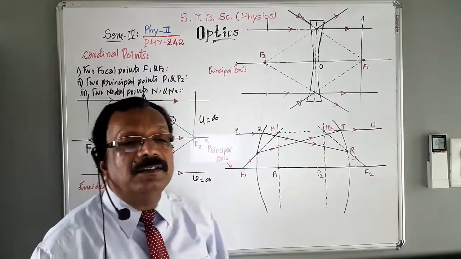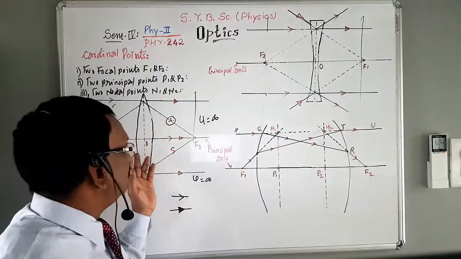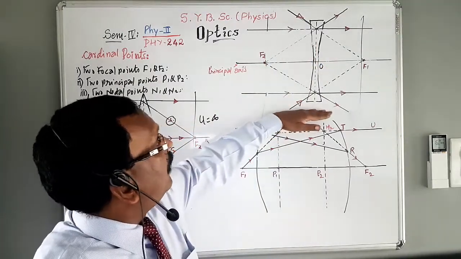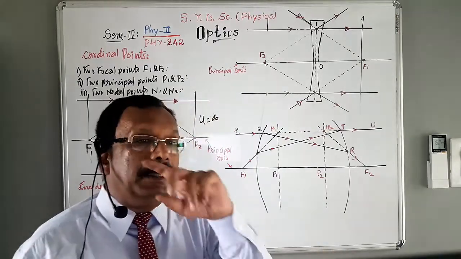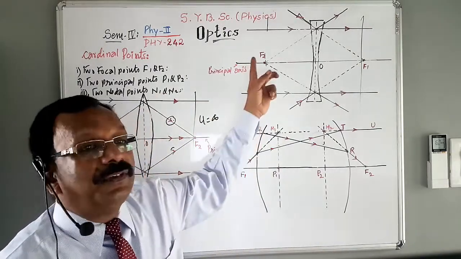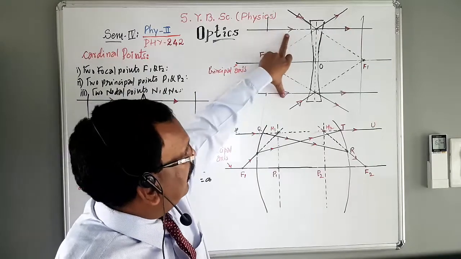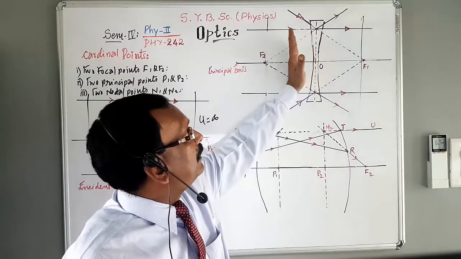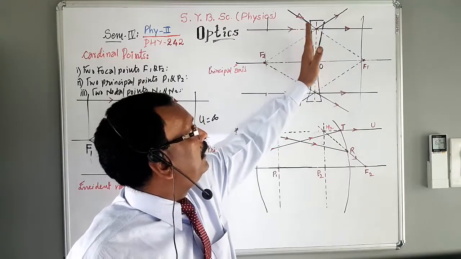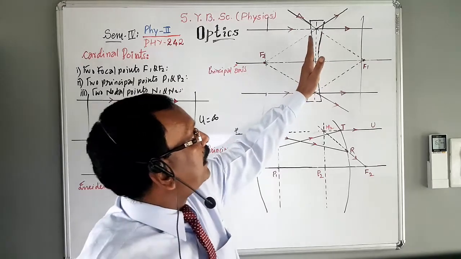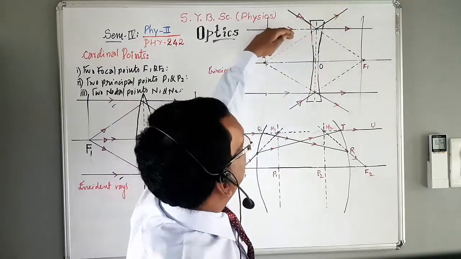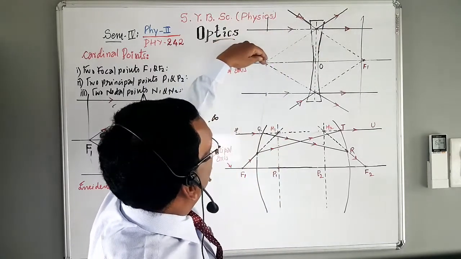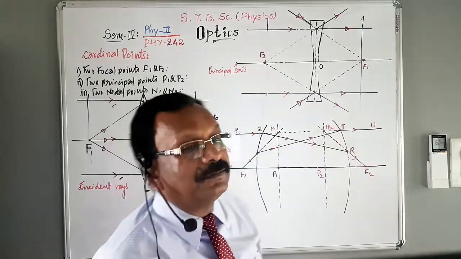Now consider another case. Instead of a convex lens, we consider a thick concave lens. For that purpose, consider this figure. What happened in this figure? Again consider a set of parallel rays, this and this ray. This is the set of parallel rays. When these rays are incident on the concave lens, after refraction they diverge. That means this ray comes parallel and diverges, and this ray comes parallel and diverges.